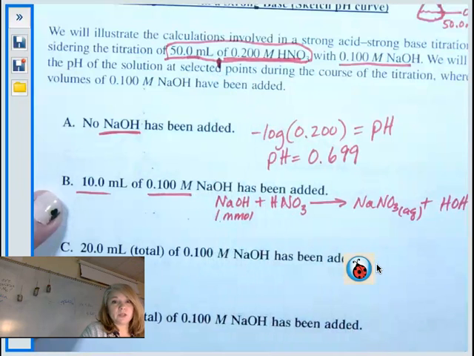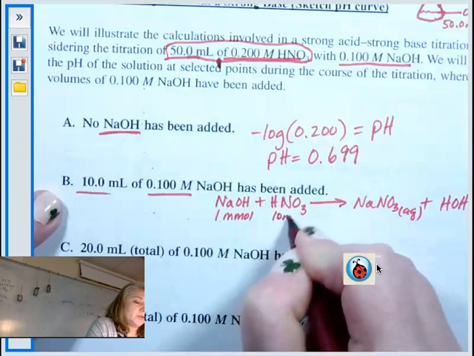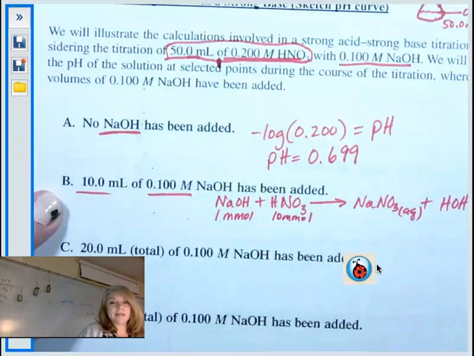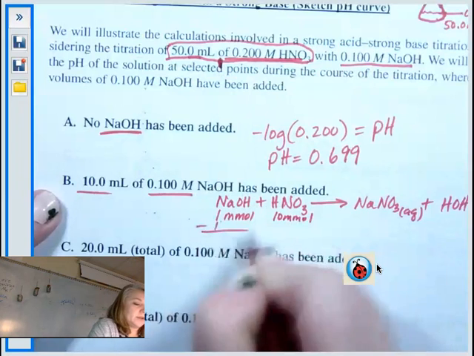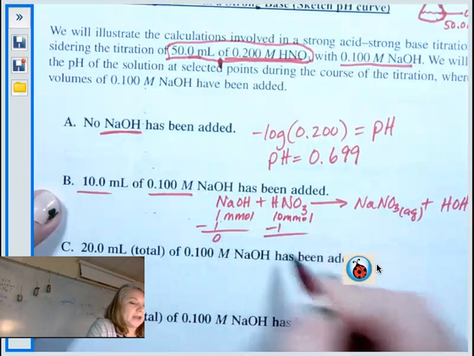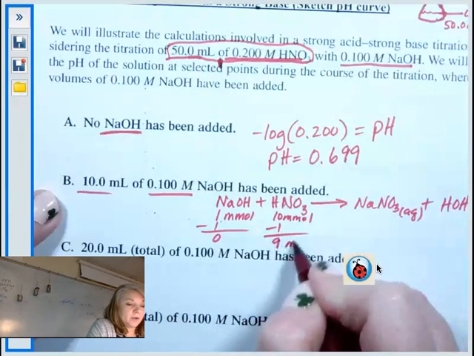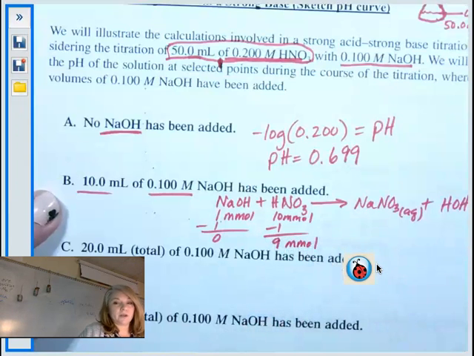50 times 0.2. Isn't that 10? So we have 10 millimoles of acid. Which one is going to get all used up? The base. So minus 1, we have none left. Minus 1, we have 9 millimoles of acid left over.